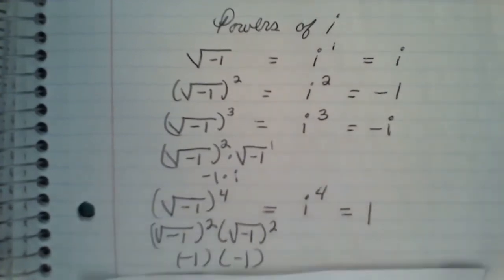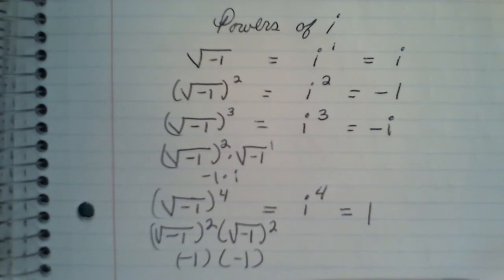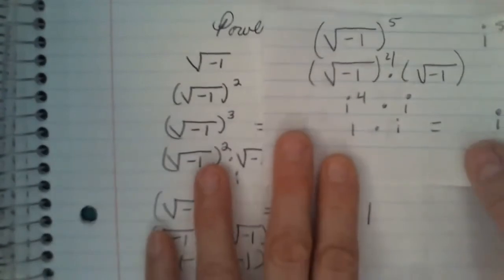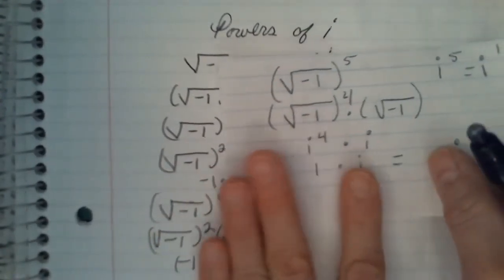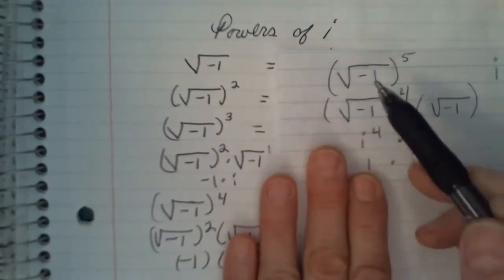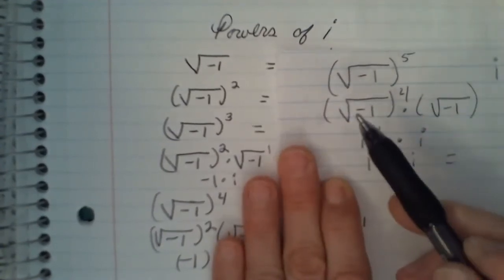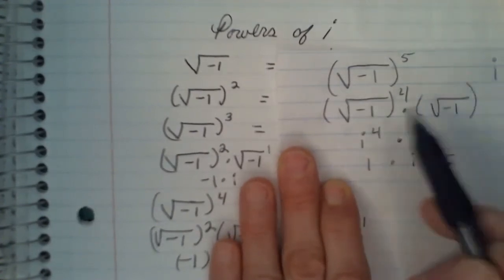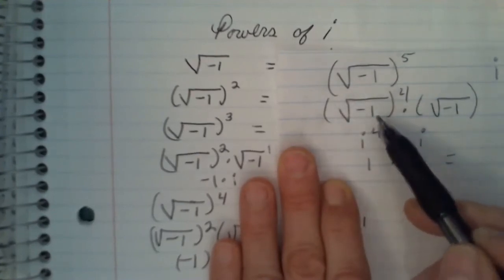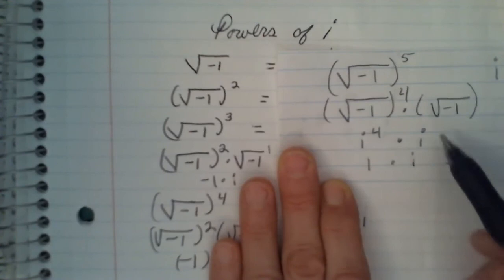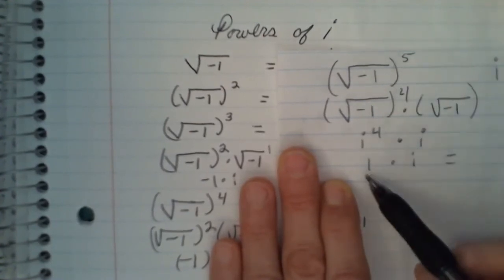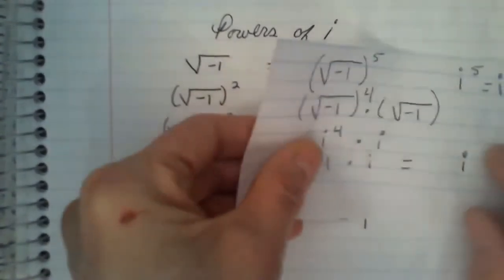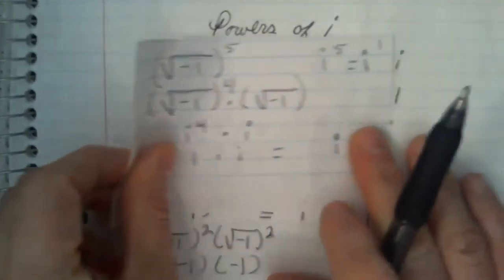Now, when I go to the fifth power, I'm going to repeat the process all over again. If I have the square root of -1 to the fifth power, I could break that down into the square root of -1 to the fourth times the square root of -1 to the first. We've already discussed how the square root of -1 to the fourth equals 1. And so 1 times i equals i. So i to the 5th power equals i.